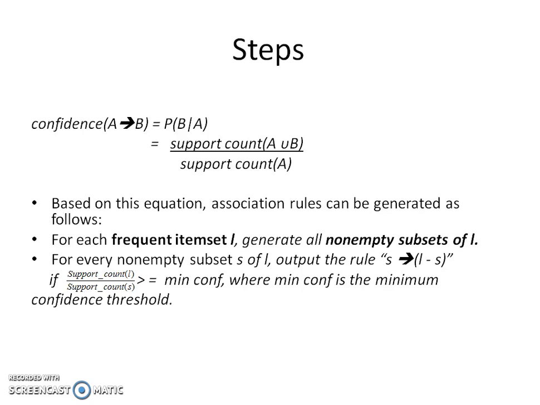So I have to find the support count of L as well as the support count of S, and if this fraction is greater than or equal to the minimum confidence, which will be set by the miner, an analyst or whoever, then the rule is kept. The analyst sets the minimum confidence and minimum support values. Any rule of this form which satisfies this equation will be considered a strong association rule.